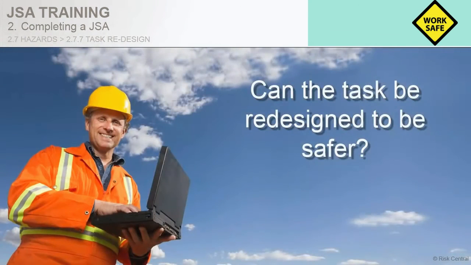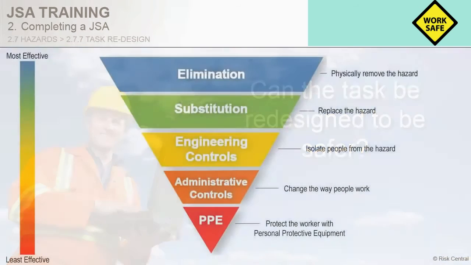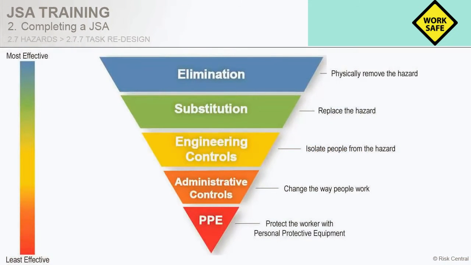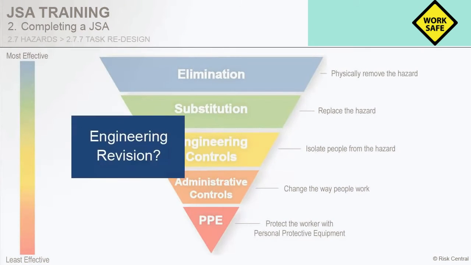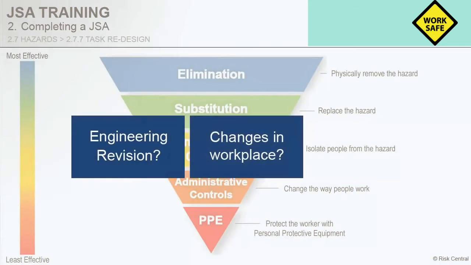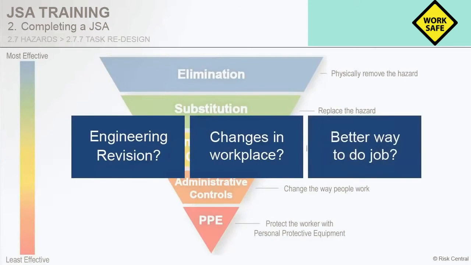At this stage of the process, it's important to consider if the task can be redesigned to be safer. Can a less hazardous way be found to do the task, or can an engineering revision take place to make the job or work area safer? Can the people, equipment, environment, or conditions be changed? Is there a better way to do the job?